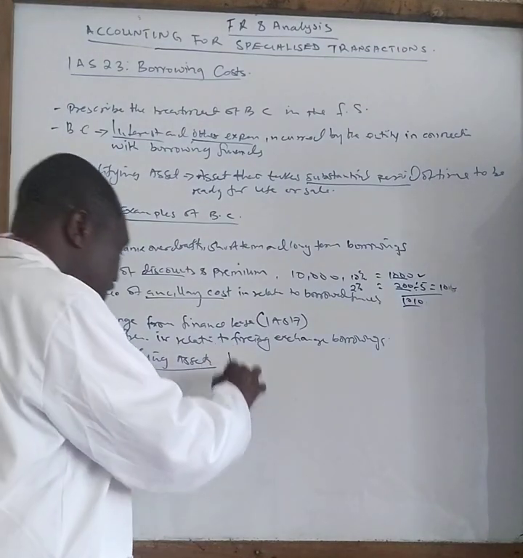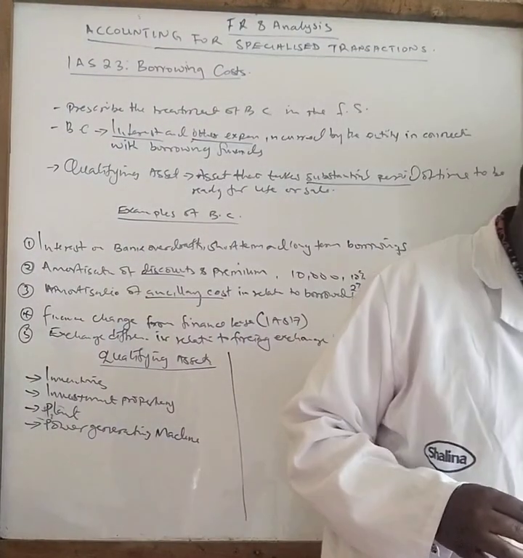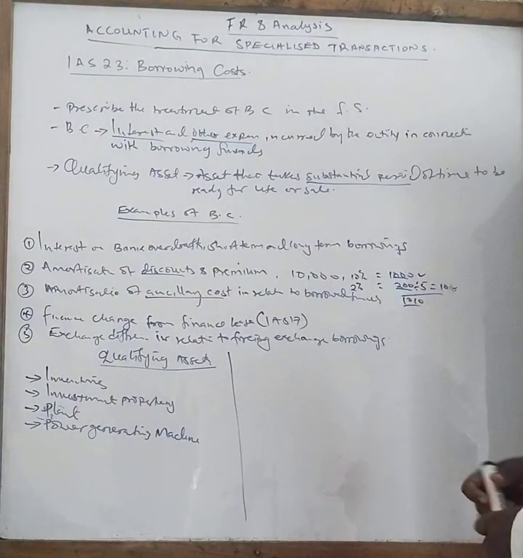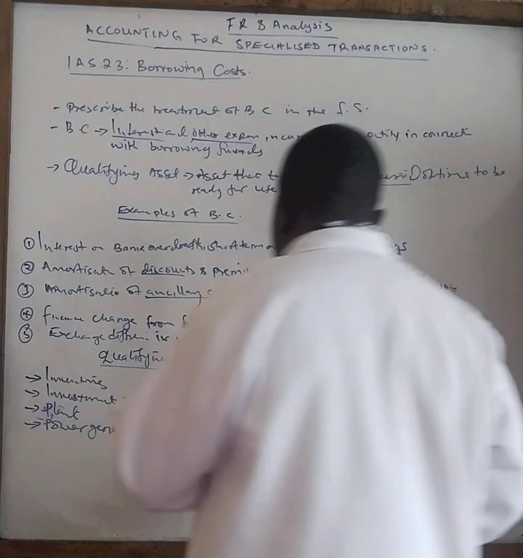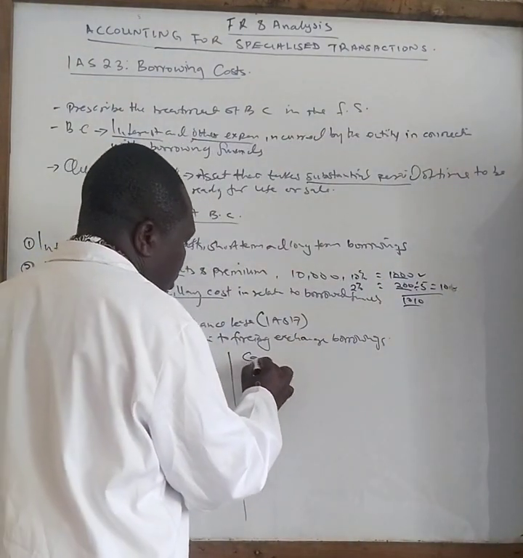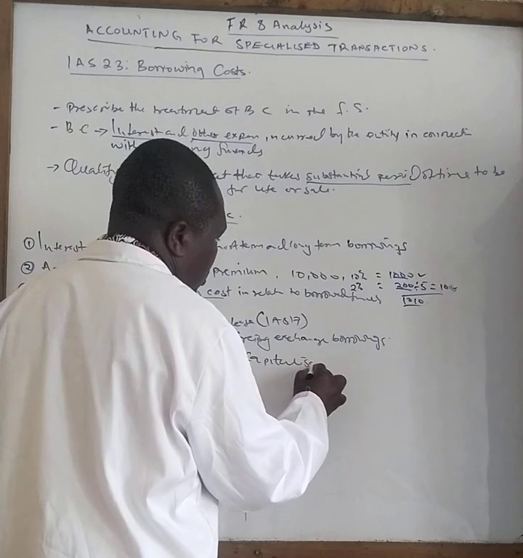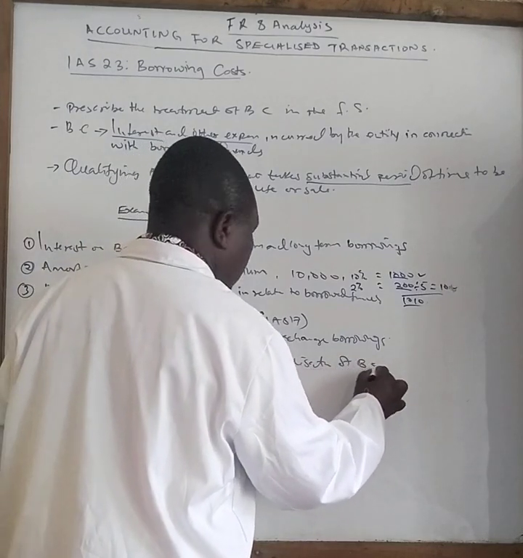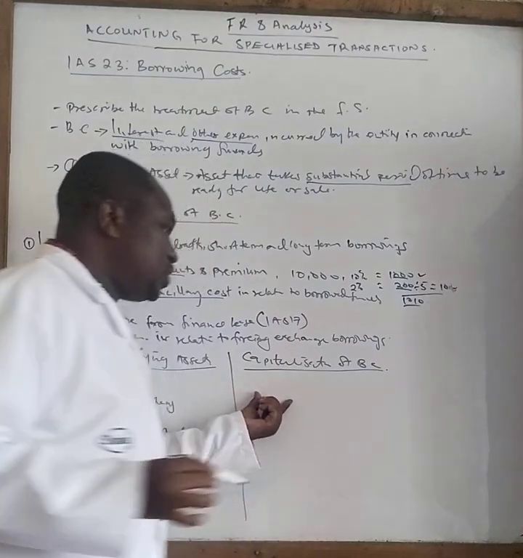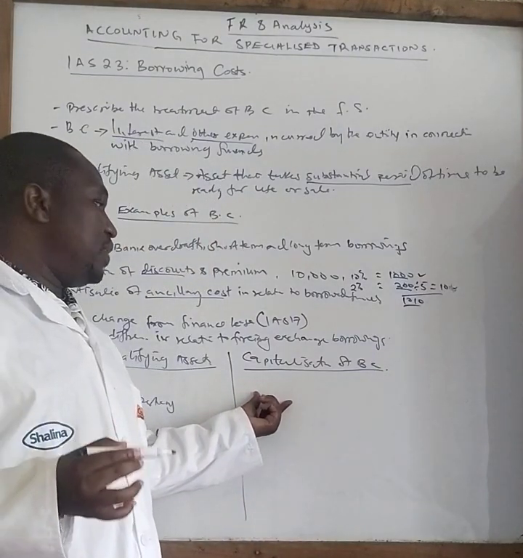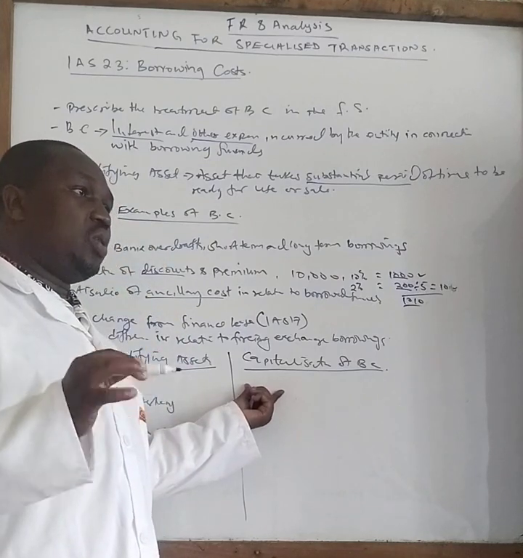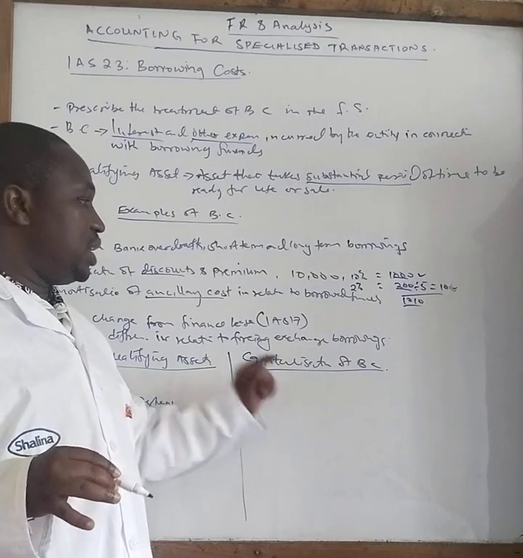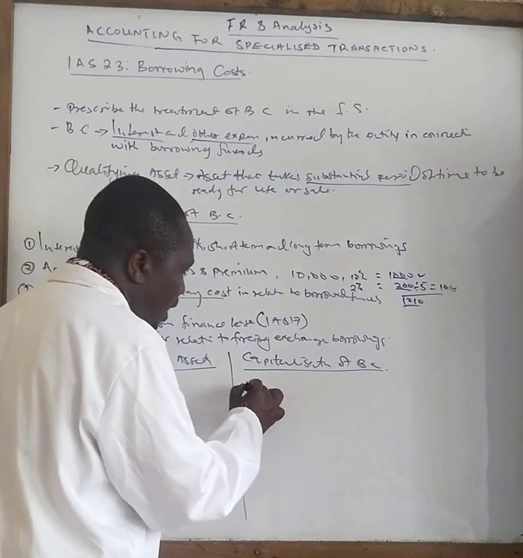Now, on this matter, we want to know how we determine the borrowing cost. First and foremost, we have said borrowing cost here should be capitalized. So let me discuss capitalization of borrowing cost. What is capitalization? This is where the borrowing cost is treated as part of the cost of the asset. So for us to calculate the capitalization, we need to say now expenditure.